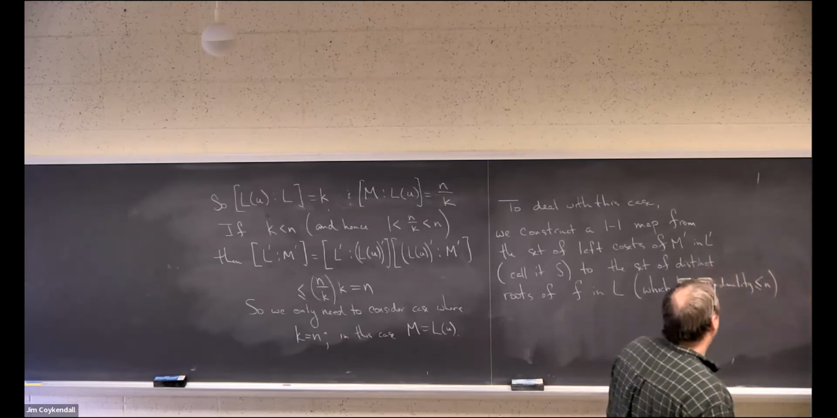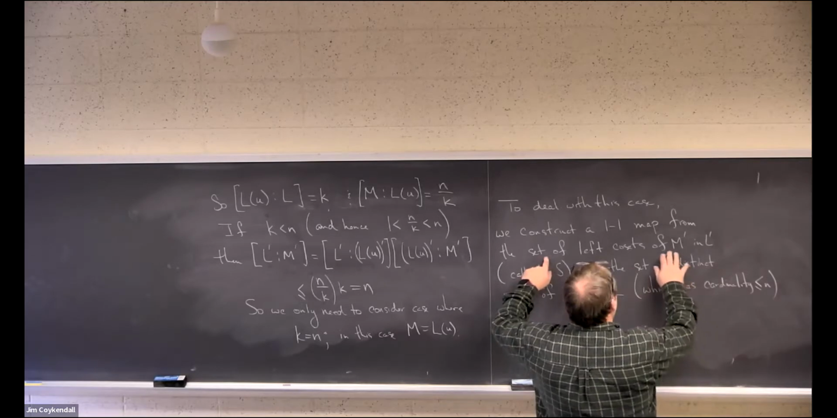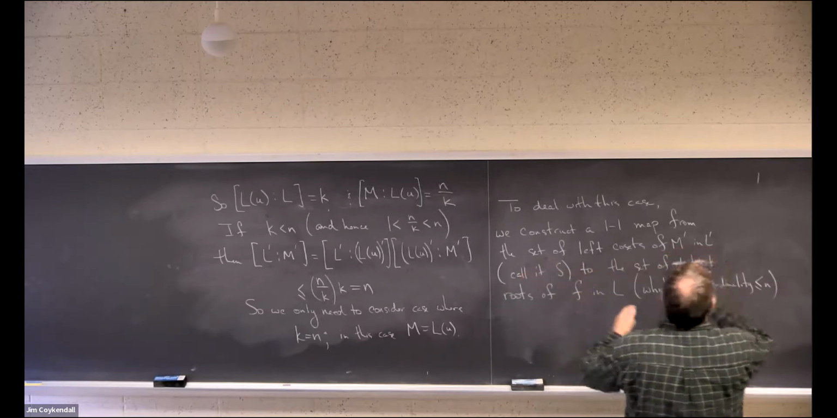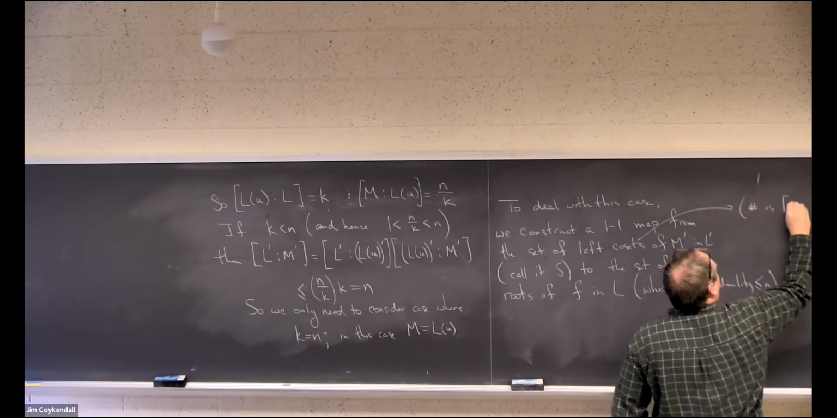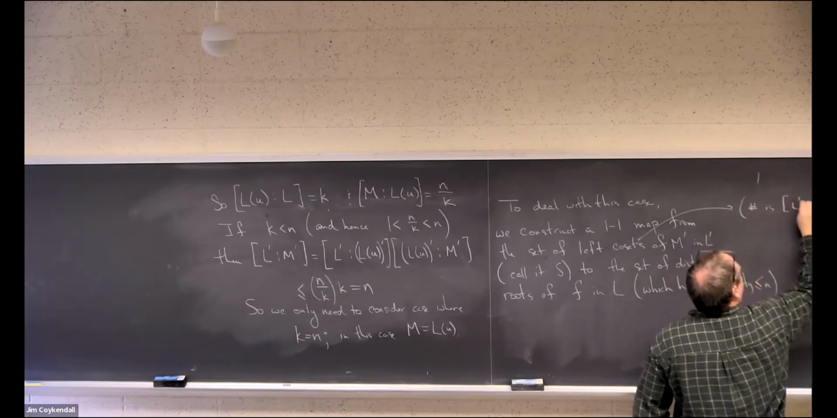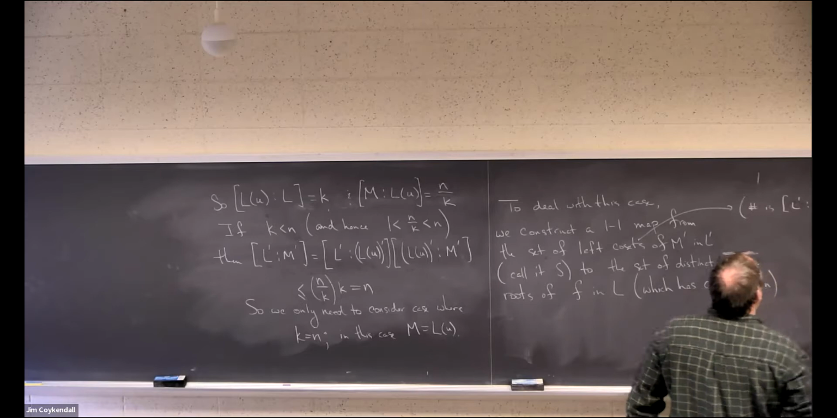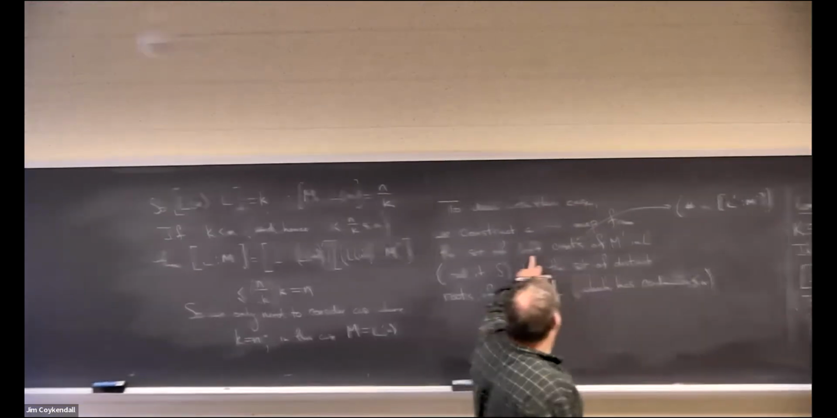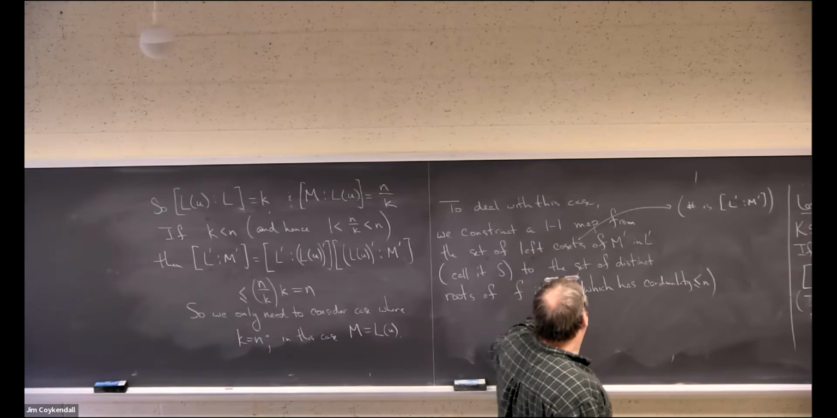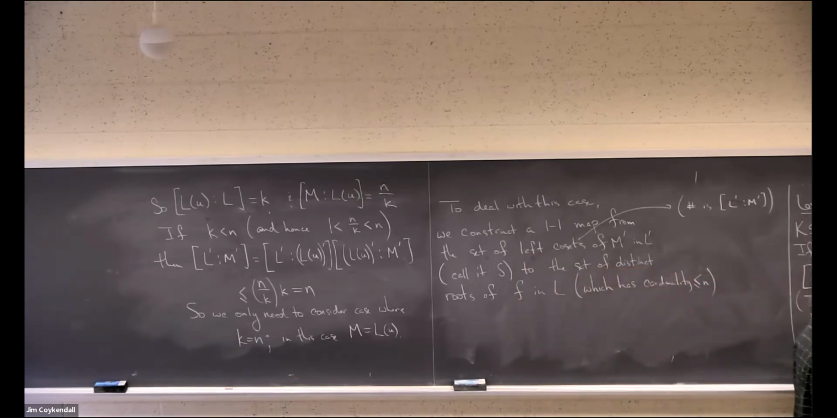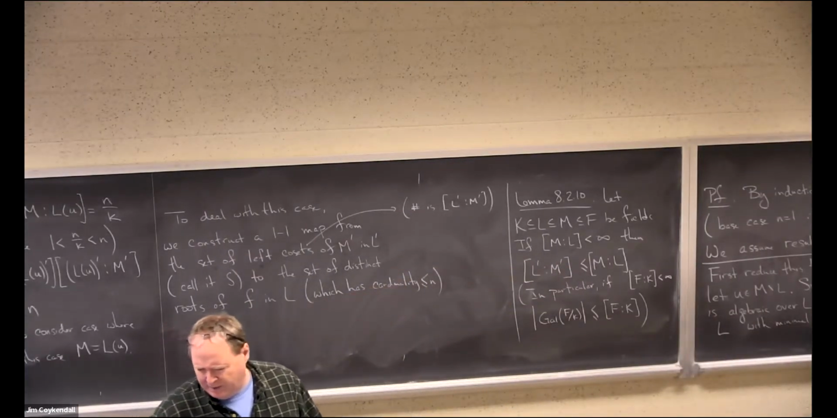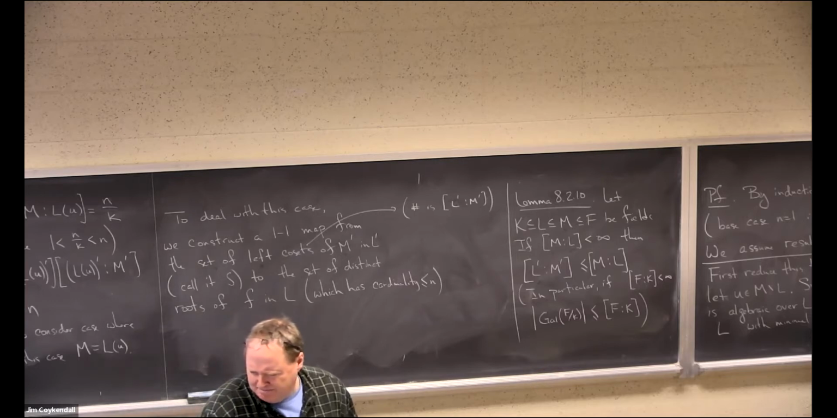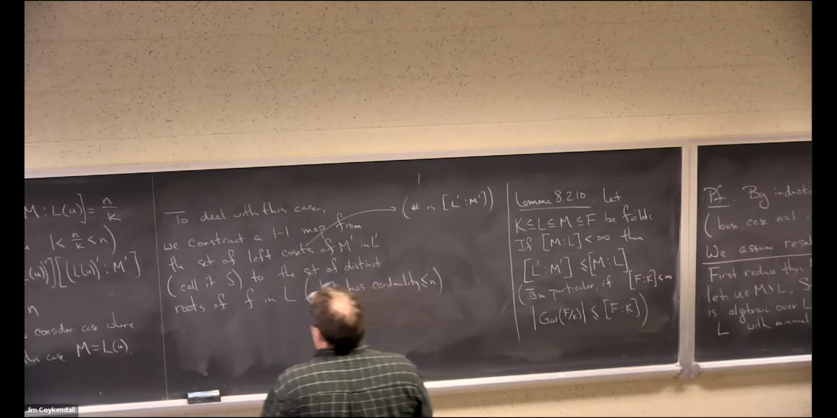So what we're trying to do is to construct a map on the set of left cosets of M prime and L. The number here is precisely this. A one-to-one map from this set into the set of distinct roots of F, which has no more than N of those because it's bounded by the degree. So how am I going to do this?